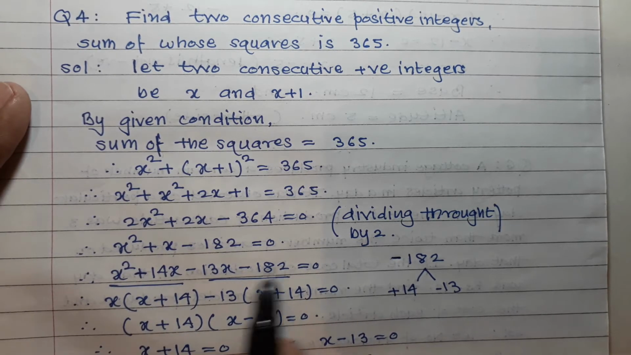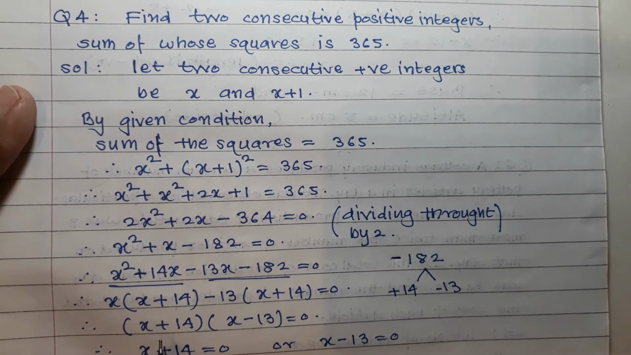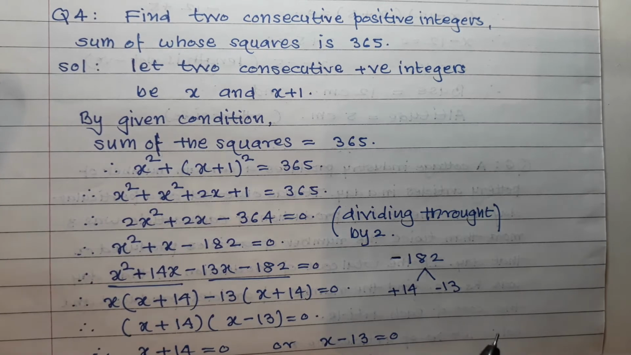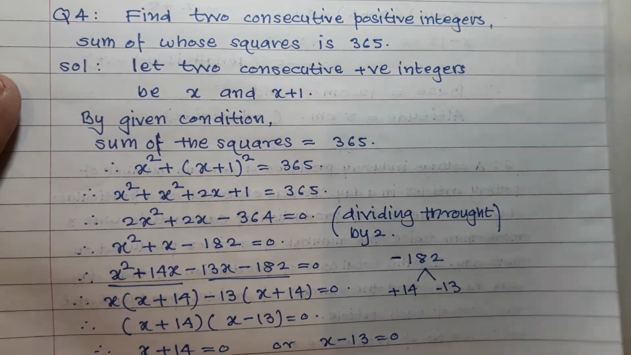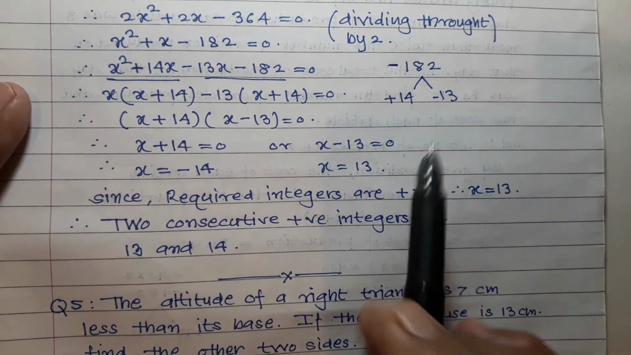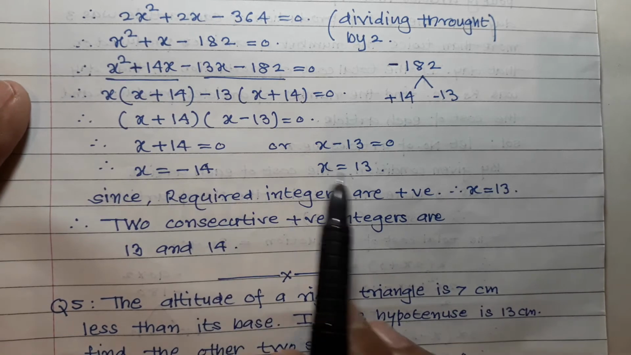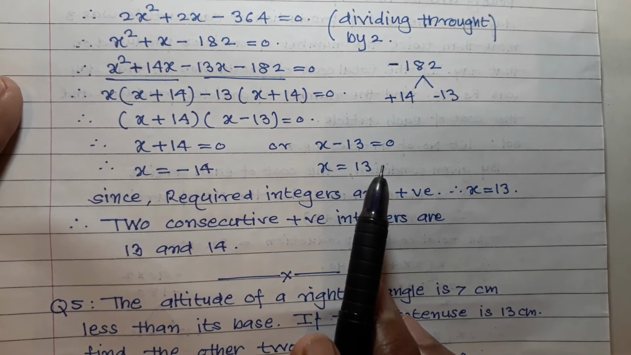And here you make two groups. From this group you take x common, so x into bracket x plus 14. Here you take minus 13 common, into bracket x plus 14 is equal to 0. And therefore in the second bracket x minus 13 is equal to 0, so x plus 14 is equal to 0 or x minus 13 is equal to 0, and therefore x is equal to minus 14 and x is equal to 13.